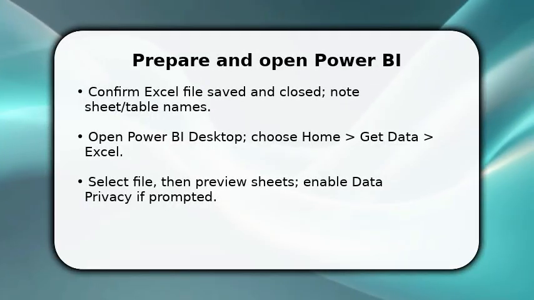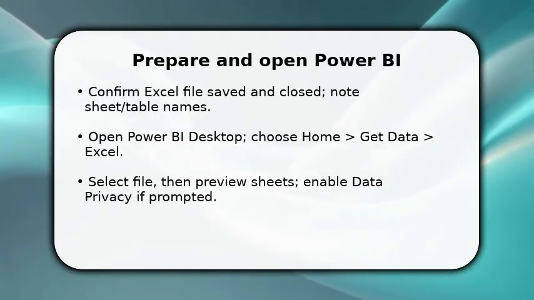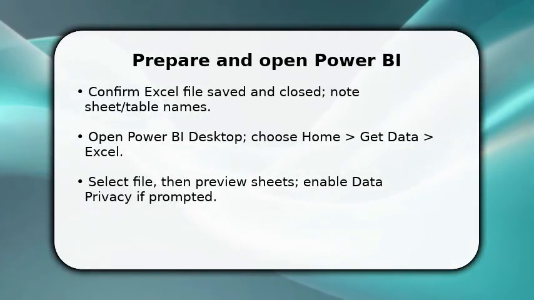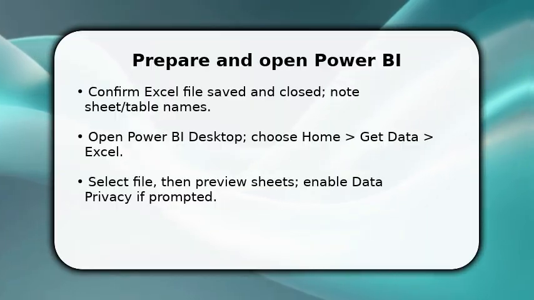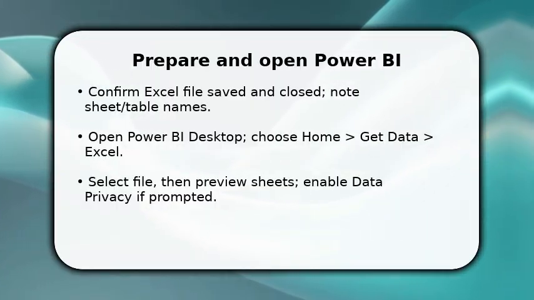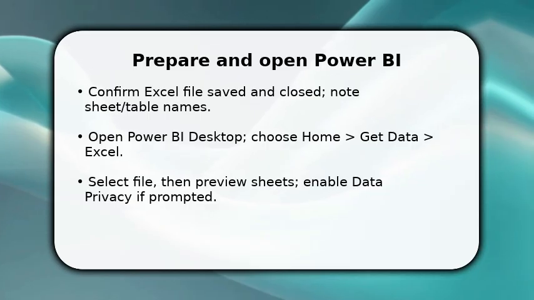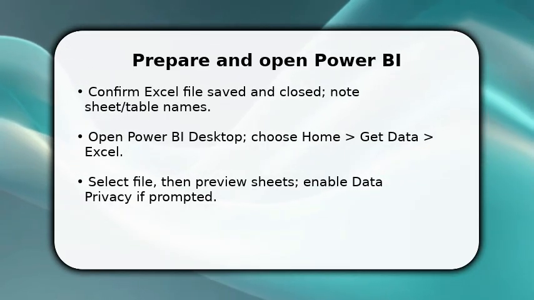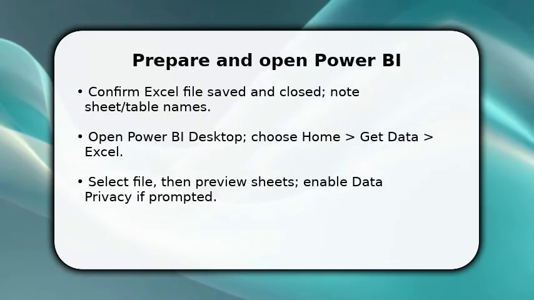You start by confirming the Excel workbook is closed and that you know which sheet or named table you need. This prevents lock errors. Once ready, open Power BI Desktop and use Home, Get Data, Excel to begin. When the file dialog appears, select your workbook and click Open.